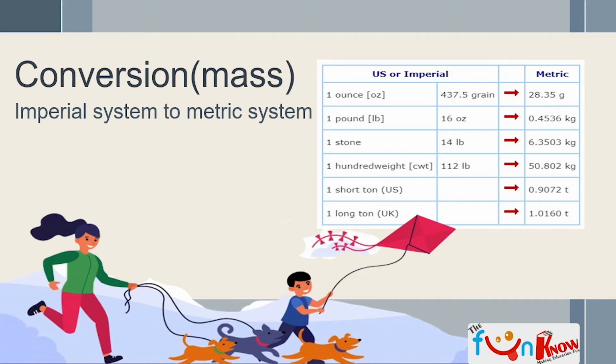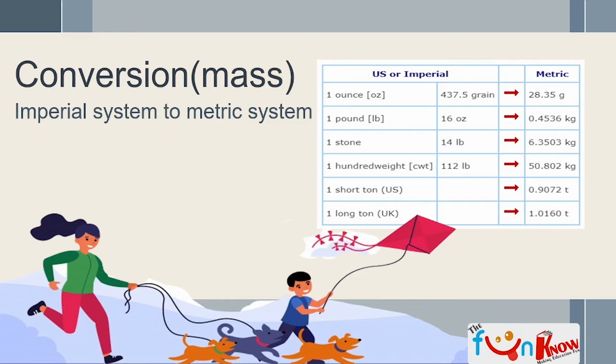So here you can see 1 ounce, that is OZ, is 437.5 grain, which is also known as 28.35 gram. 1 pound, which is also denoted as LB, will be 16 OZ, which is also converted in metric, so it will be 0.4536 kg. 1 stone, which is 14 lb, will be 6.3503 kg. 1 hundredweight, which is also denoted as CWT, will also be written as 112 pound, which is 50.802 kg.